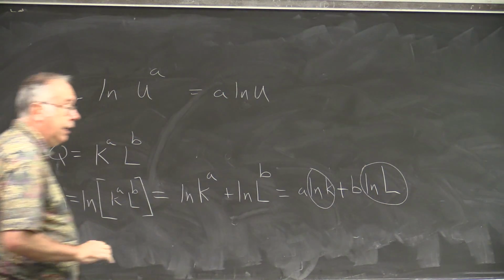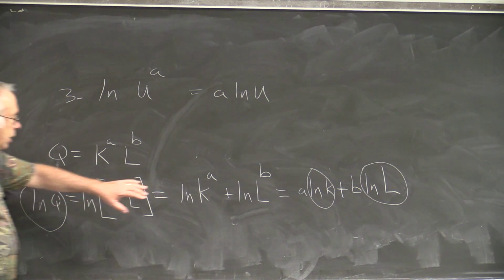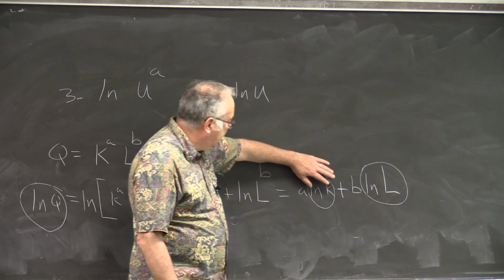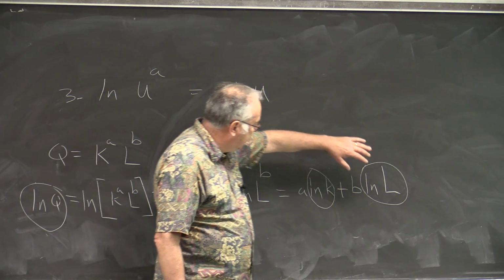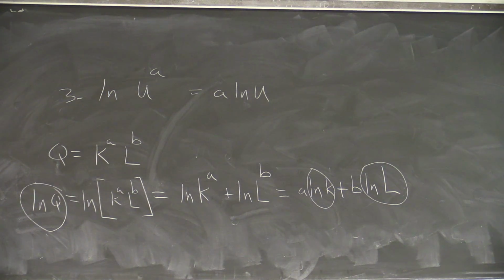So now it's in a linear form. And so what you could do to estimate this Cobb-Douglas production function in your econometrics class, you could just measure output in natural logarithms. You could measure your capital input in natural logarithms. You could measure your labor input in natural logarithms. And then you would have an equation.